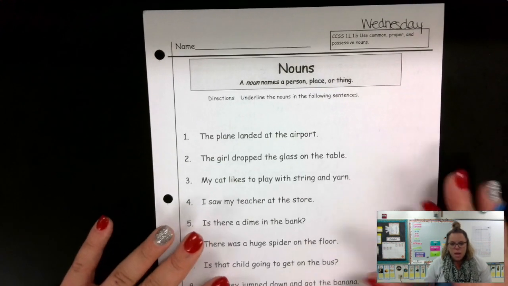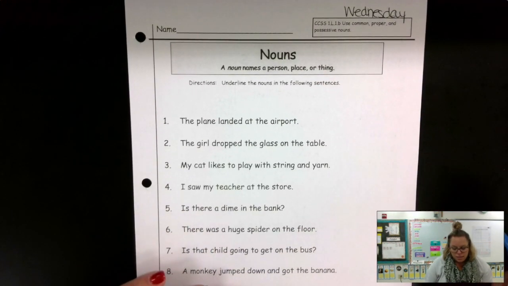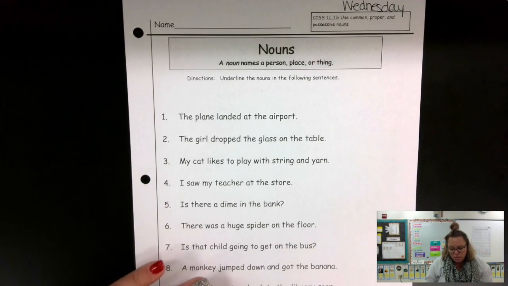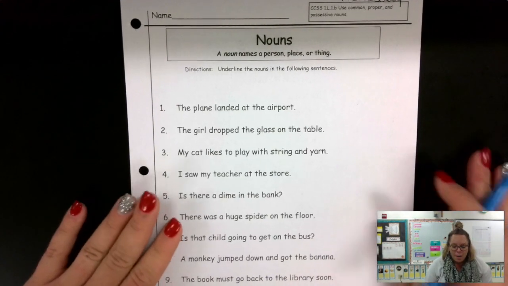Well, let's go ahead and take a look at the front today. And what we want to do today is we want to underline the nouns in these sentences. So we're going to read the sentences and we're going to underline the nouns. Sometimes there might only be one. Sometimes there might be more than one. And so we need to take a look at that.